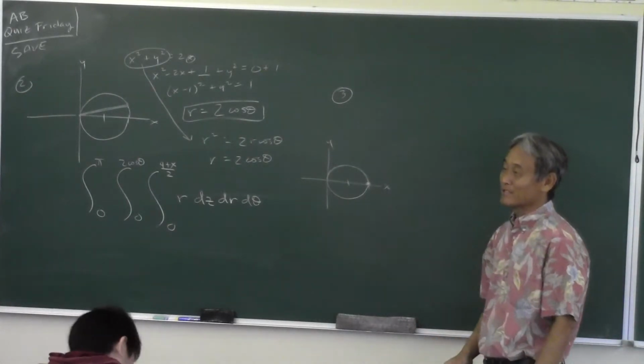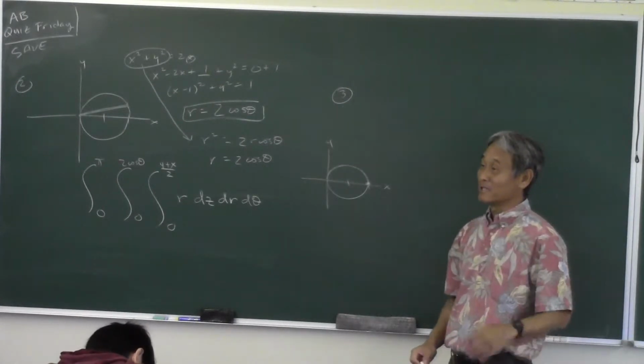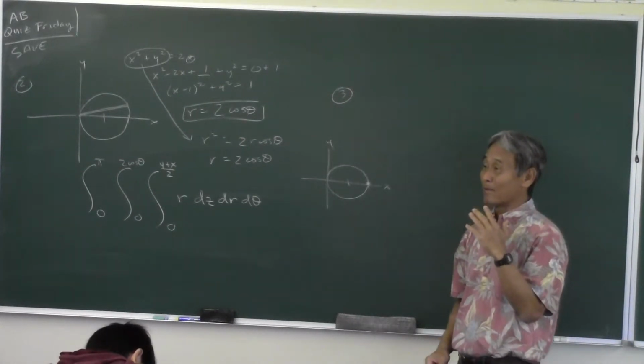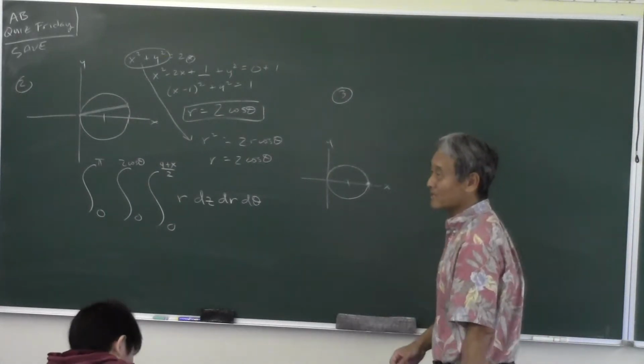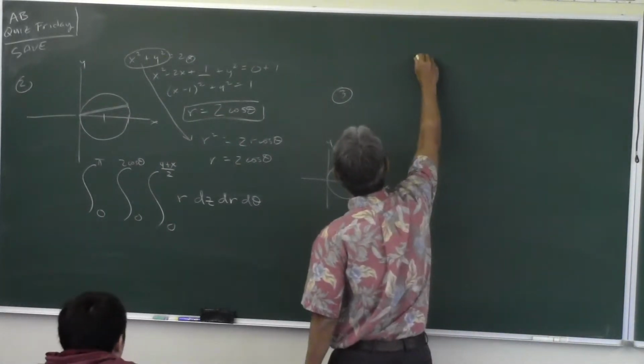Find the volume of the solid bounded by the plane z equals x and the paraboloid z equals x squared plus y squared. So, do you guys understand? Let's just kind of draw a sketch.